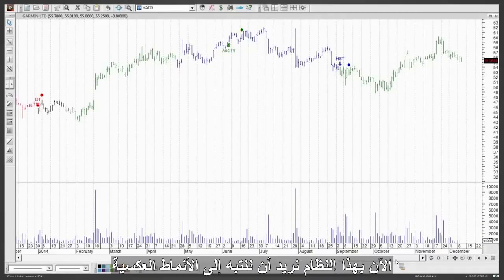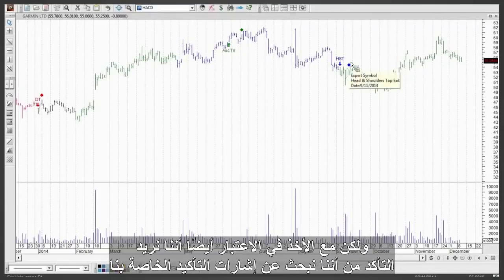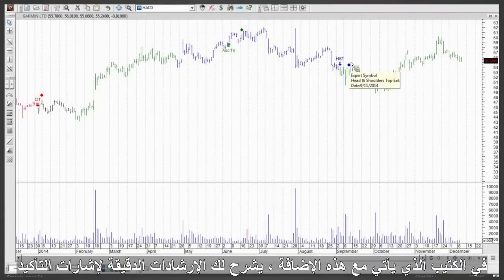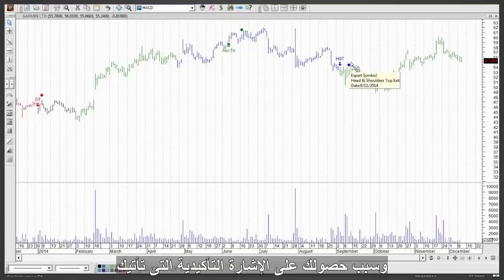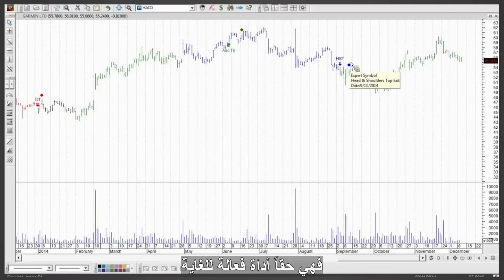Now, with this system, we want to pay close attention to the reversal patterns, but also keeping in mind we want to make sure that we are looking for our confirmation signals. Now, within the booklet that comes with this add-on, it explains to you the precise guidelines of the confirmation signals and why you're getting the confirmation signal that you're getting. So a very, very powerful tool there. Any other questions?